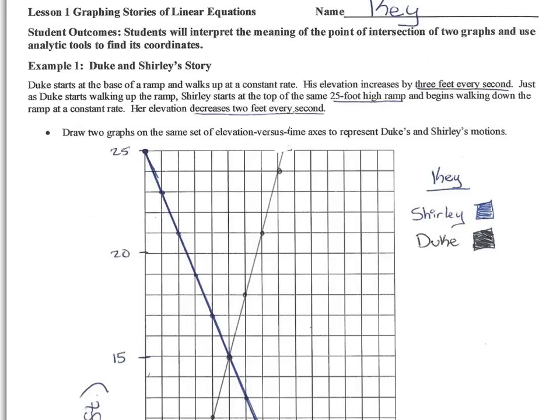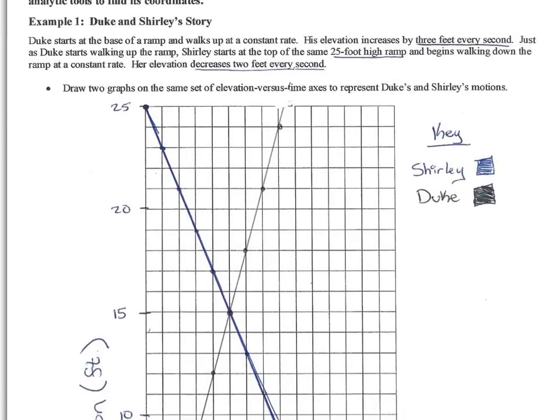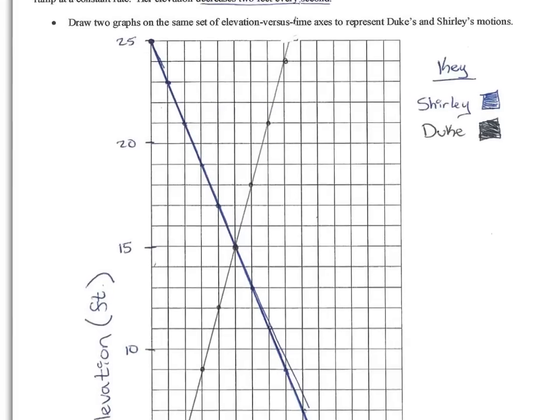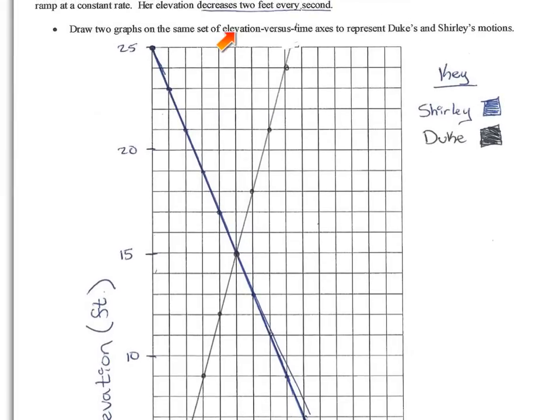First question says, draw two graphs on the same set of elevation versus time axes to represent Duke and Shirley's motions. I was hoping the color would come out better, but I think you can tell the difference. I drew Shirley's in blue and Duke's in black. Before I could draw their graphs, though, I had to come up with some labels for the axes. It does say in the problem it's an elevation versus time axes.